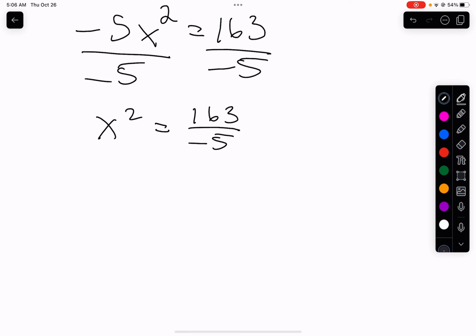At this point, we could maybe try and turn this into a decimal, take the square root of both sides, but no matter what I do, this is a negative number. And if I were to take the square root of it, I end up with a negative inside of the radical, so we have no real solution here.